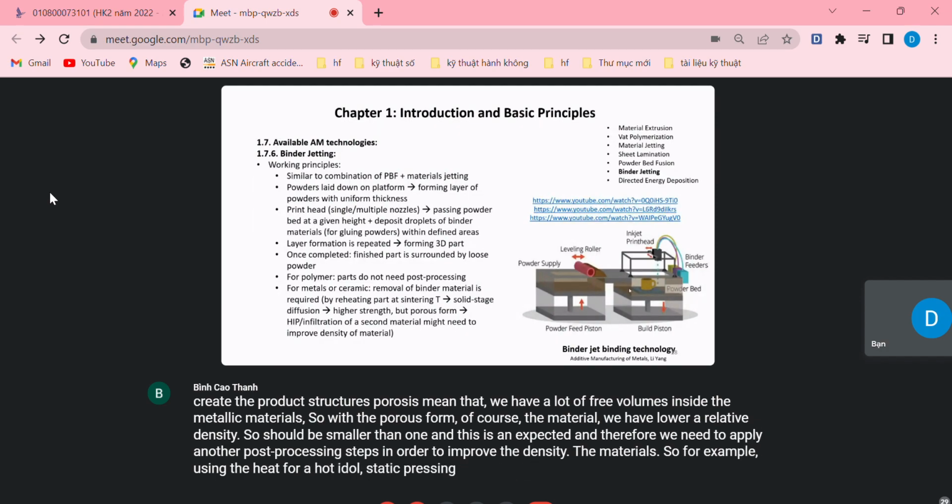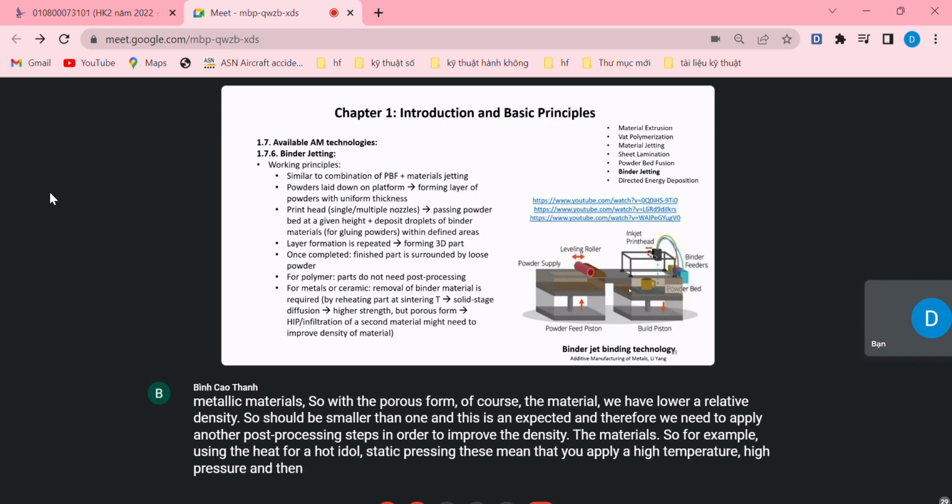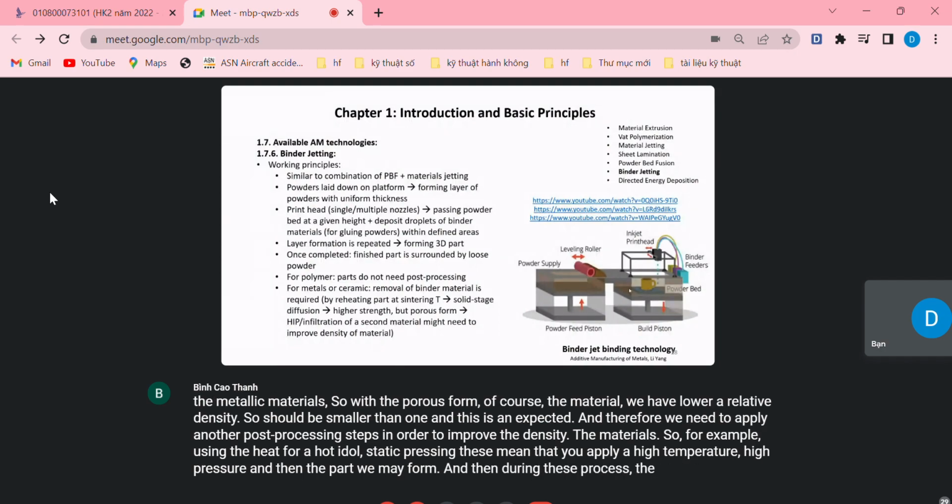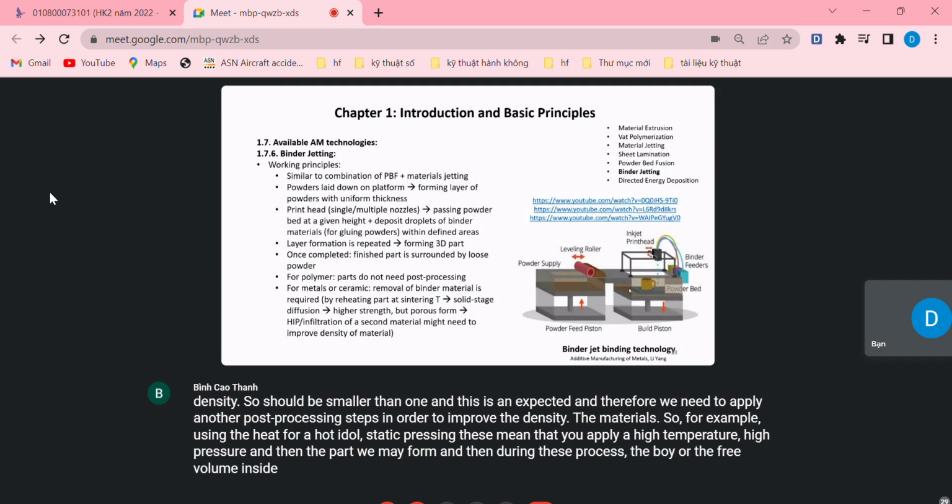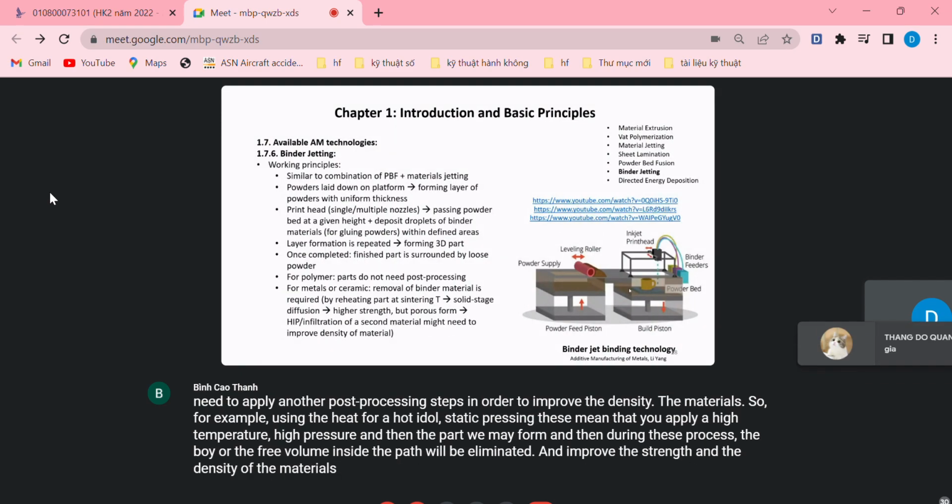It means that you apply high temperature and high pressure, and then the part will be deformed. And during this process, the voids or the free volume inside the part will be eliminated, improving the strength and the density of the materials. Or with another approach, you can use the infiltration process.